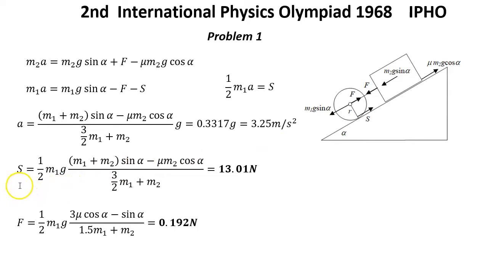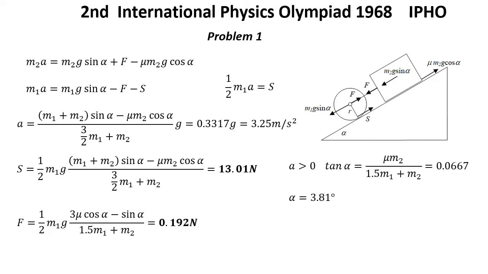Force S equal this expression, which is about 13.01 Newton, and the stretching force between block and cylinder is this one, which is about 0.192 newtons, which is very small, but it's still positive. Now let's investigate what happens in critical positions.